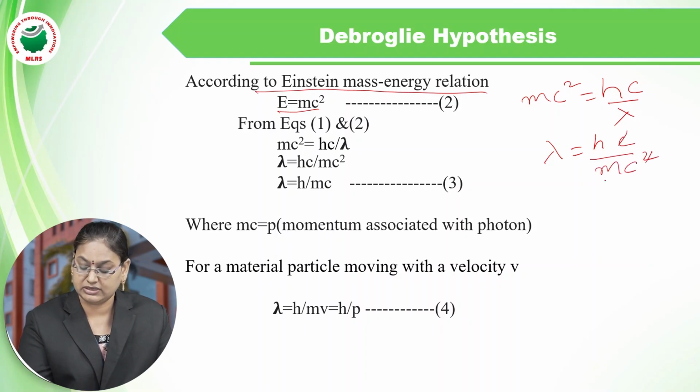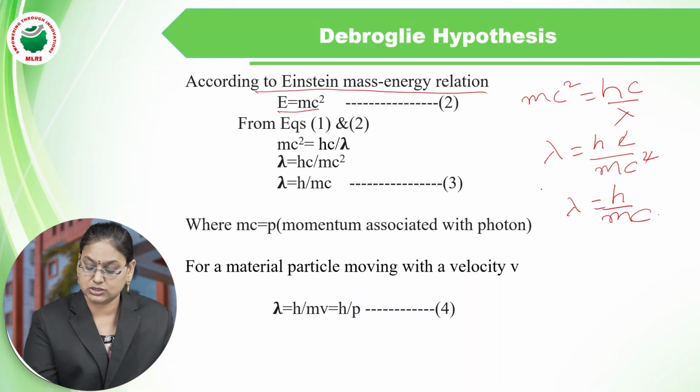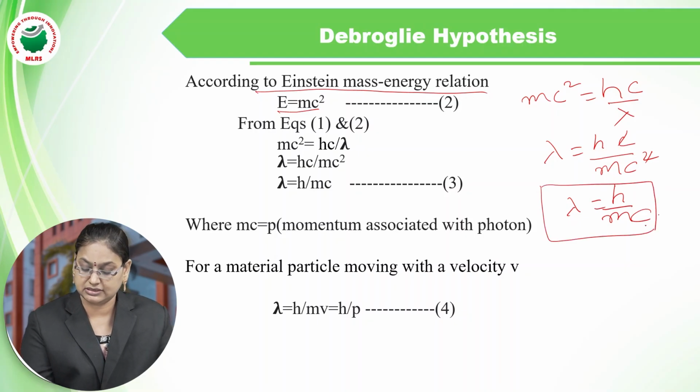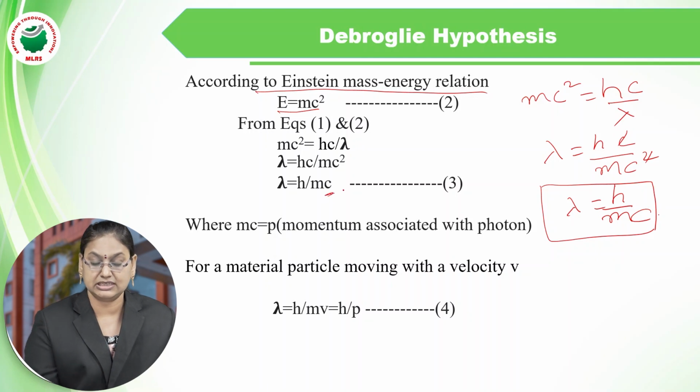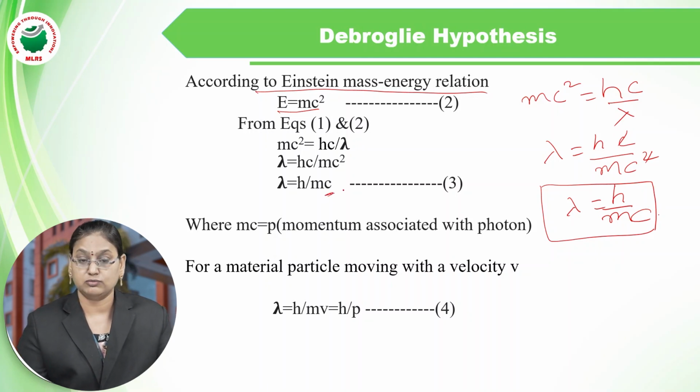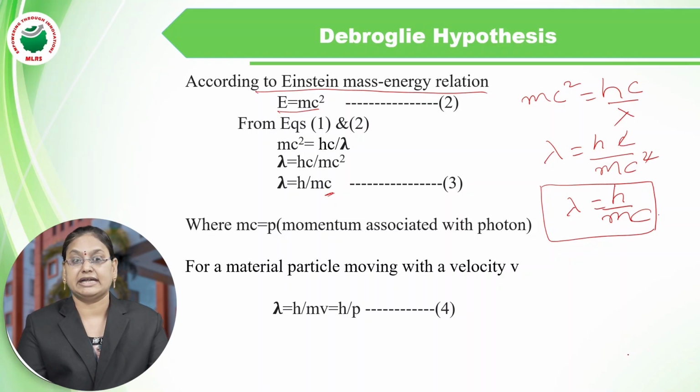So here c will get cancelled. What is the value of lambda now? Lambda will be equal to h by mc. So this lambda equal to h by mc represents the wavelength of radiation. Why? Because here c represents the velocity of light. But we want an expression for the wavelength of a matter wave.